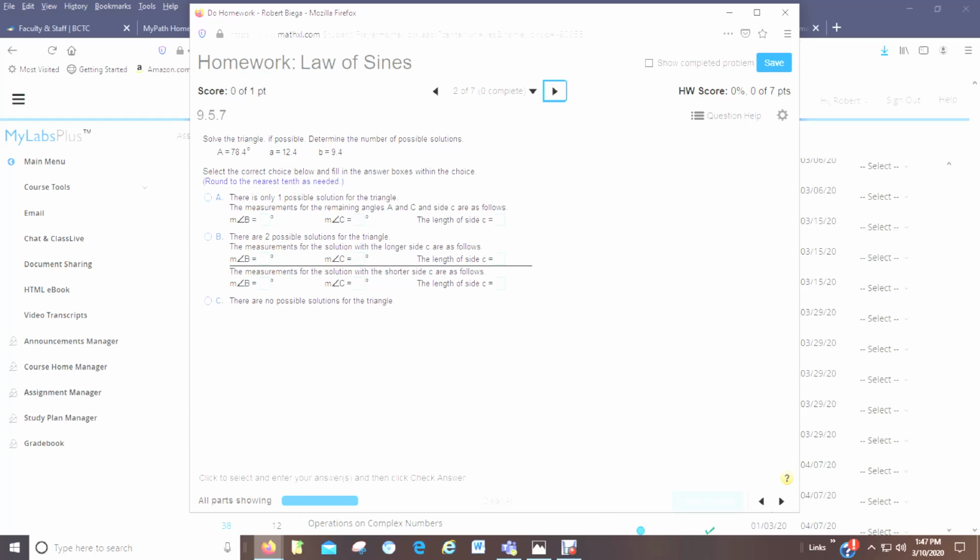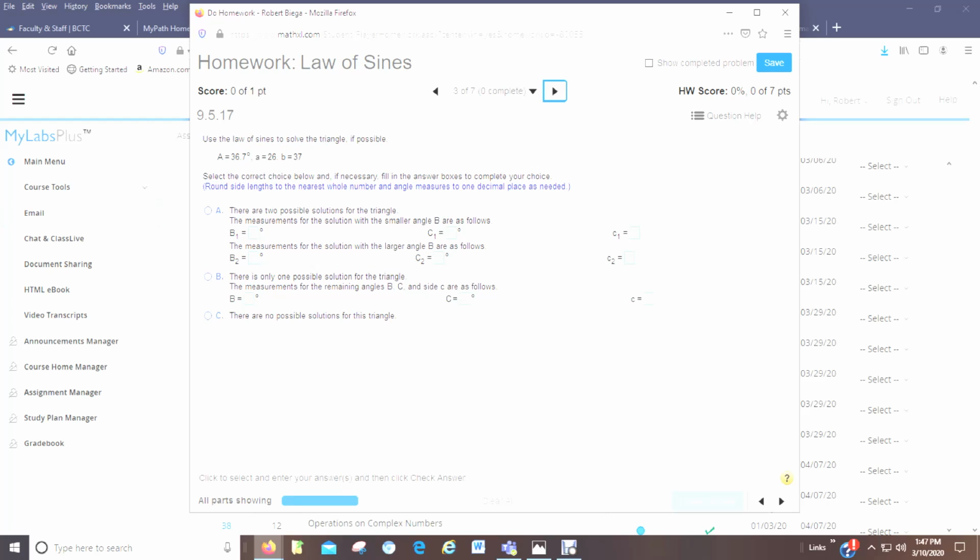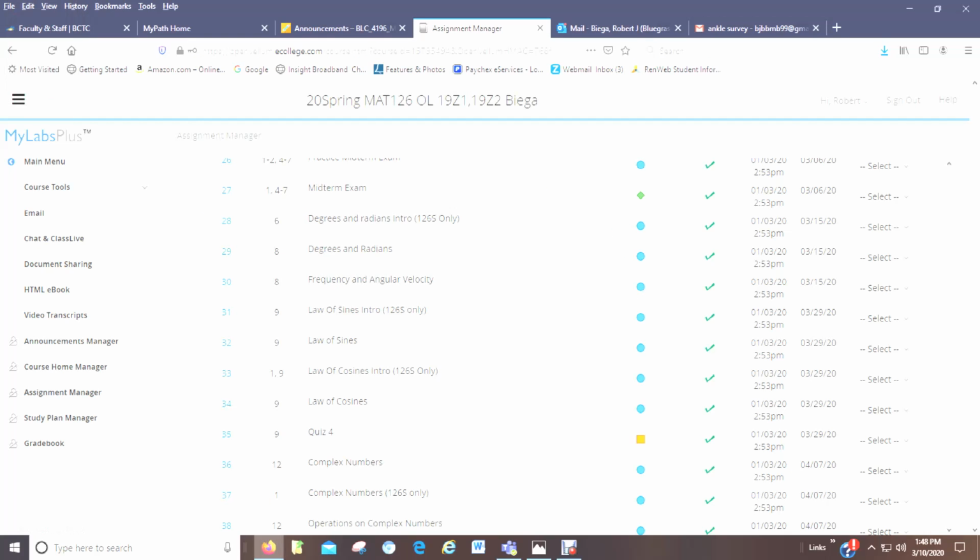Now in this question, round to the nearest tenth. So now I'm rounding everything to 1 decimal place. That's what the tenth is, 1 decimal place. Here, round side lengths to the nearest whole number, so these are whole numbers, and angle measures to 1 decimal place. So as you can see, they sometimes call it 1 decimal place, they sometimes call it the tenths place. I can't control that. So you just have to pay attention to what you're rounding to so you don't miss these. So that's something I wanted to talk about, the rounding.